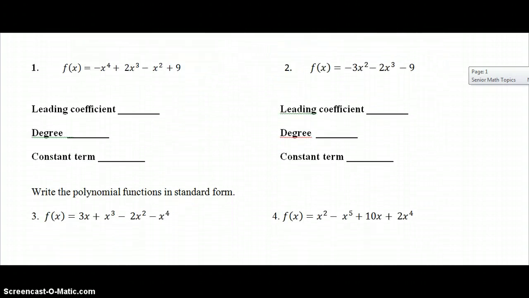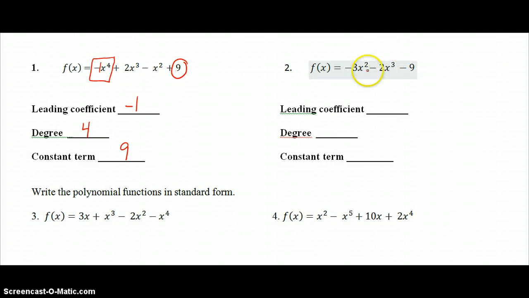Okay, for the next section, we are going to find the leading coefficient, degree, and constant term, but the first thing we should do is put it in standard form. That means our degrees are in descending order, which in this case is 4, 3, 2. So this is actually in standard form. The leading coefficient is the number in front of the term with the highest degree, which in this case is the x to the fourth term. So the leading coefficient would be a -1. The degree, of course, would be 4, and the constant term here is 9. It is the term without any variable attached to it.